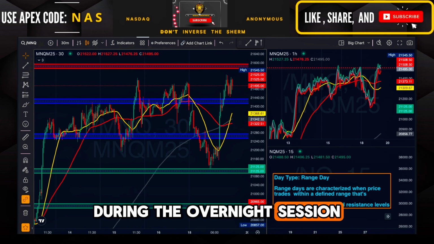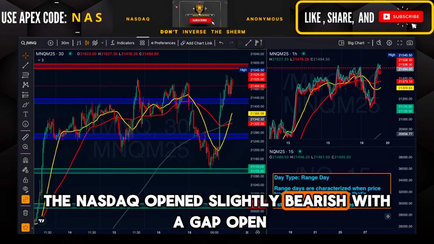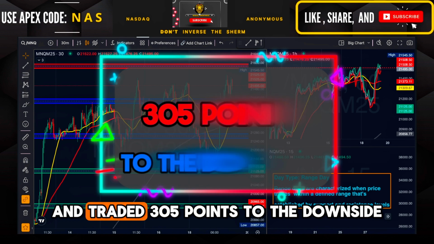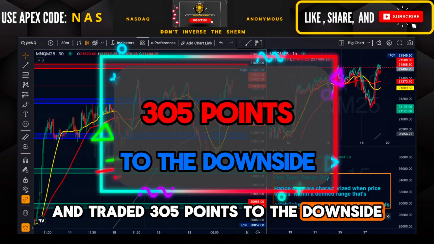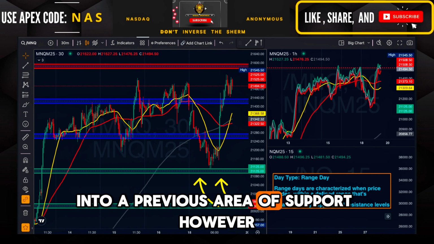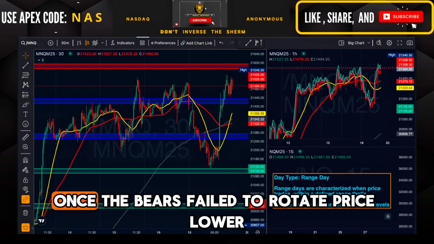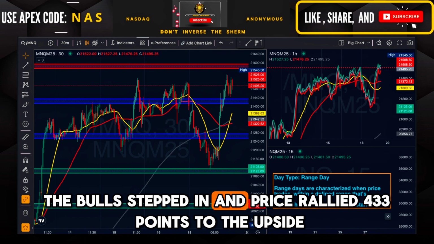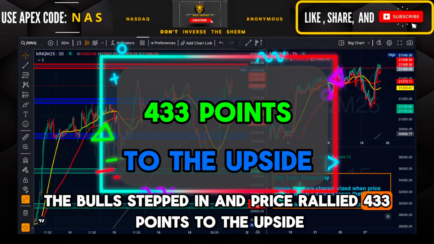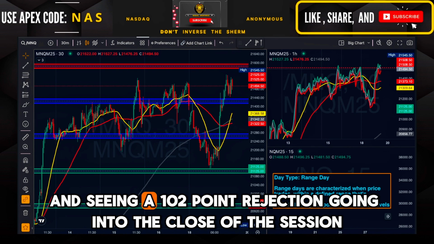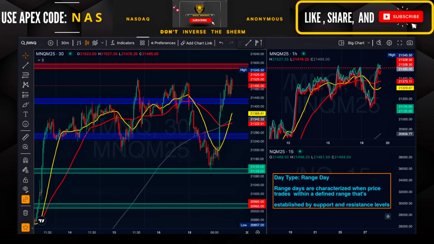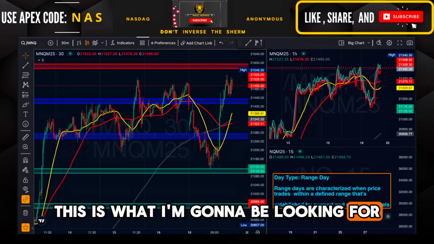During the overnight session, the Nasdaq opened slightly bearish with a gap open and traded 305 points to the downside into a previous area of support. However, once the bears failed to rotate price lower, the bulls stepped in and price rallied 433 points to the upside, seeing a 102-point rejection going into the close of the session. And based on this price action, this is what I'm going to be looking for.